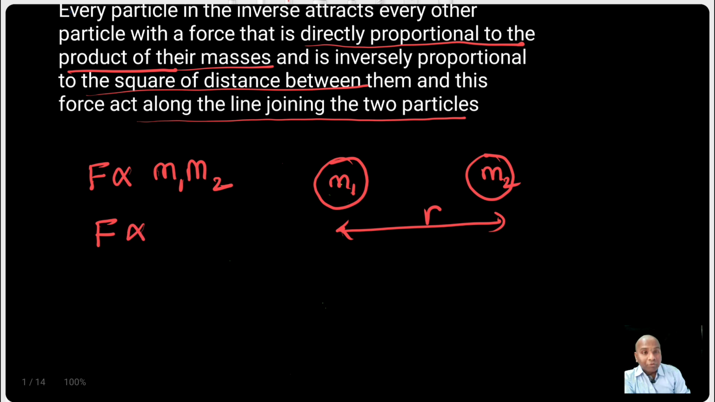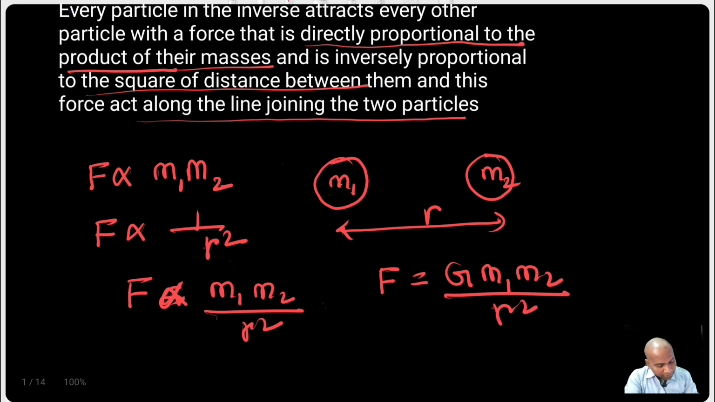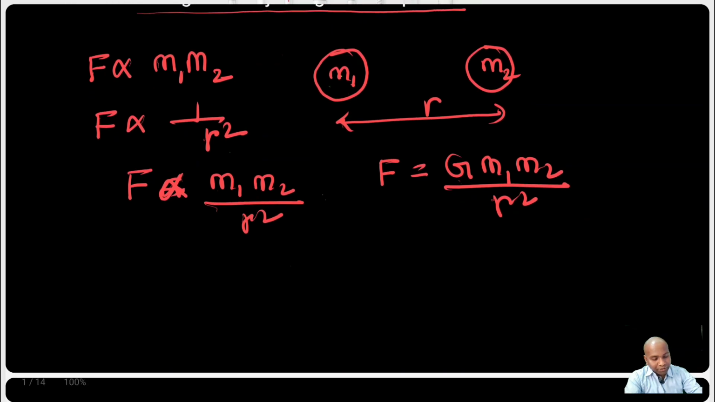F is inversely proportional to the square of the distance between these two bodies. If I write this combined, F is proportional to m1 m2 by r square. If I remove the proportionality, I will get some constant. So F equals G m1 m2 by r square. Here G is the universal gravitational constant.